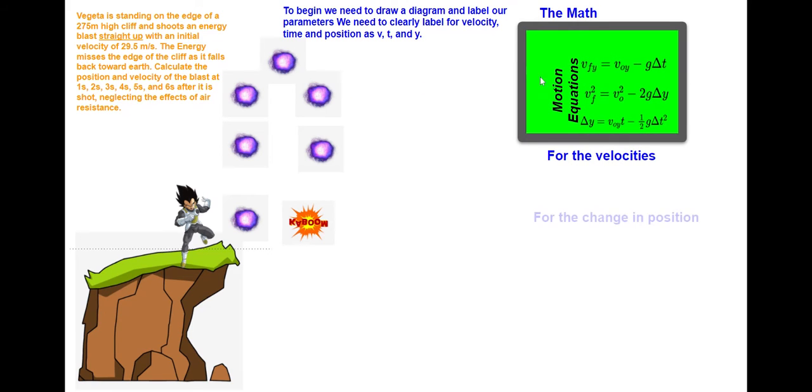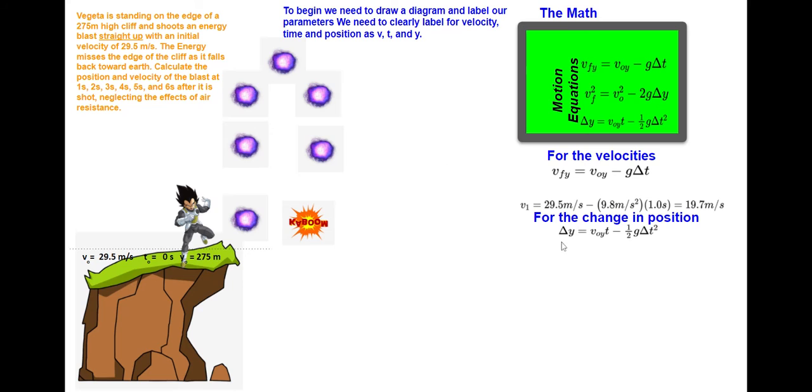So to begin, we draw a diagram, label our parameters, and make sure that we're clearly labeling what we're looking for. Things like acceleration, velocity, and time, and the change in y. Once you make the appropriate diagram and do all your hash marks, then you can proceed mathematically. We'll use our free fall motion equations, and to calculate for velocity, we'll use this one, and we'll calculate our first velocity.